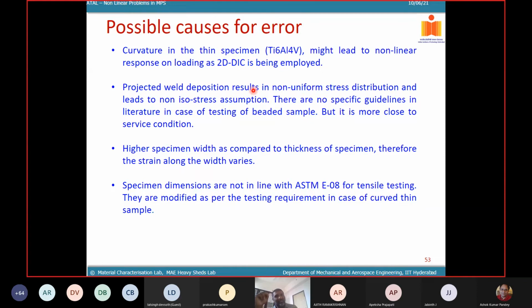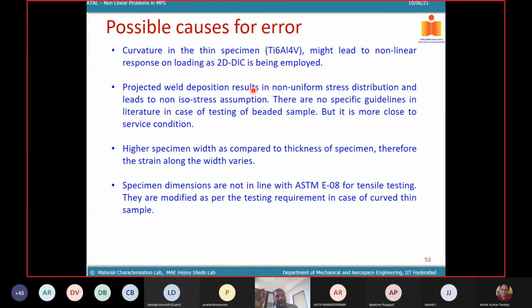That's another challenge. Then the weld bead: when there is a projection, it introduces a non-uniform stress field. And now how am I going to handle this? Because thicker samples are flushed, but thin samples are not flushed, so it is closer to service condition. So what happens to this property? That also needs to be studied carefully.